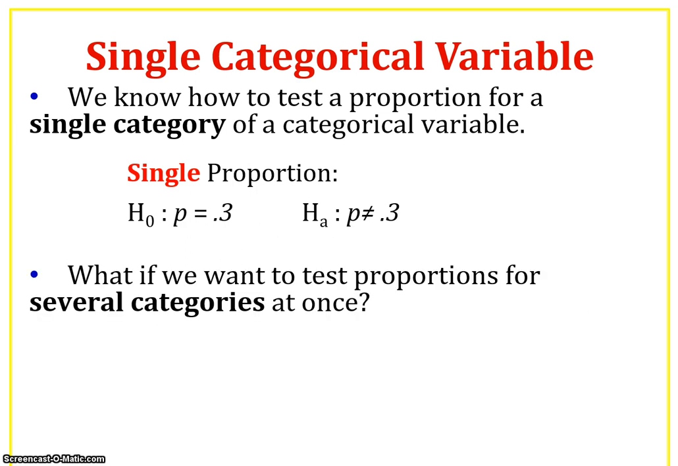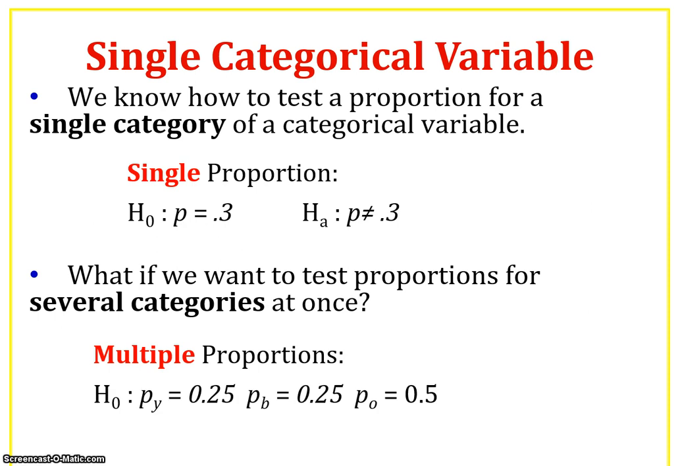But what if we want to test some hypotheses about proportions for several different categories all at once instead of just one category? Instead of a single proportion, now we'll be interested in hypotheses about multiple proportions. For instance, we are looking at Reese's Pieces. Their null hypothesis might be that there are 25% yellow, 25% brown, and 50% of all Reese's Pieces that are orange. The alternative hypothesis in this situation is going to be that at least one of those hypothesized proportions is incorrect.